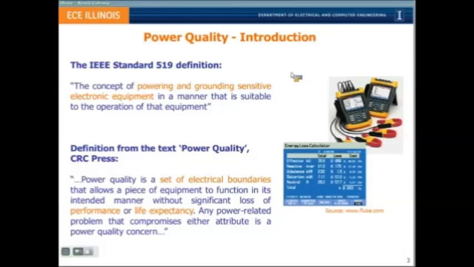Even though the term power quality is much broader, for today's talk we would look at the problems associated with reactive power, harmonic elimination, and load balancing techniques. And this is not an advertisement for Fluke, just to show that this is a power quality analyzer, and this was what I used during my master's research.